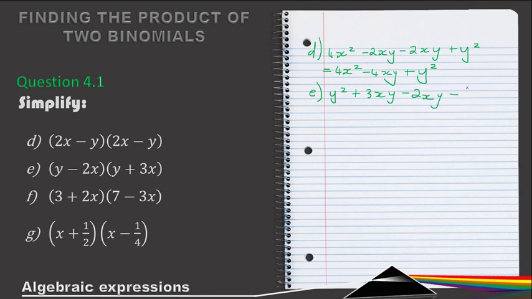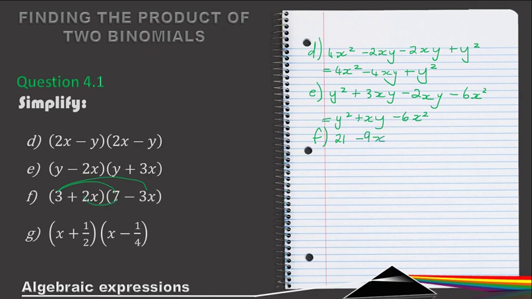For E, I have y squared plus 3xy minus 2xy minus 6x squared. And then to simplify it, we add the like terms: y squared plus xy minus 6x squared.